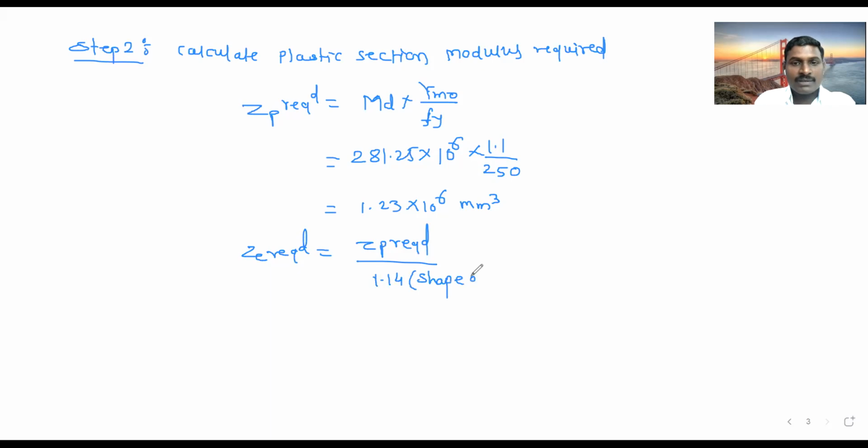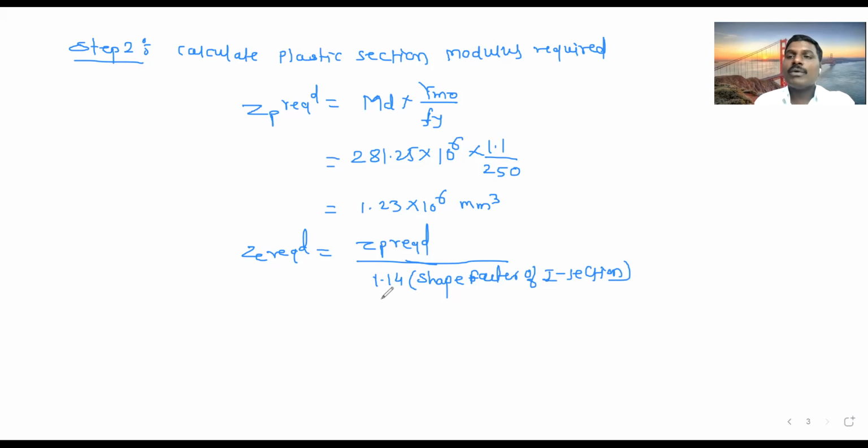This value is a shape factor of I section. It means you are going to use I section. If in the example they have told to use another section, at that time you cannot use this 1.14 value. But generally 99% we are using I section for beams and columns. For columns channel also we are using, but 99% we are using I section for beams.